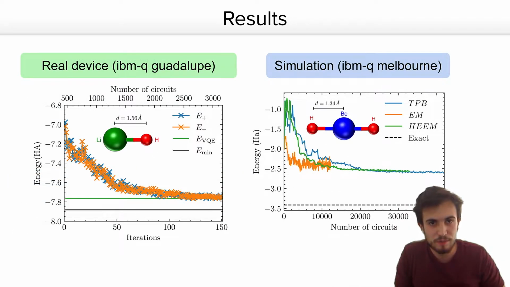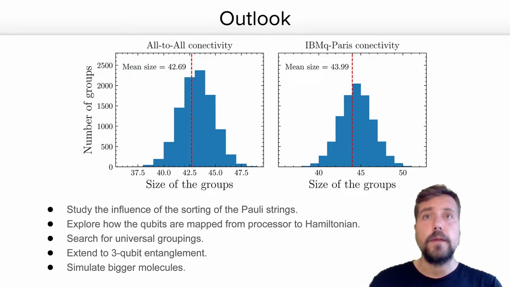We have obtained the ground state energy of several molecules making use of improved VQE. As a proof of concept, we have successfully run an experiment using HEM for the lithium hydride molecule in the Guadalupe processor. We also ran classical simulation for the beryllium hydride molecule. As can be seen, HEM grouping converges faster than TPB, and is also less noisy than grouping with not hardware-efficient entangled measurements. As we faced different obstacles, we thought of several ways to continue researching.